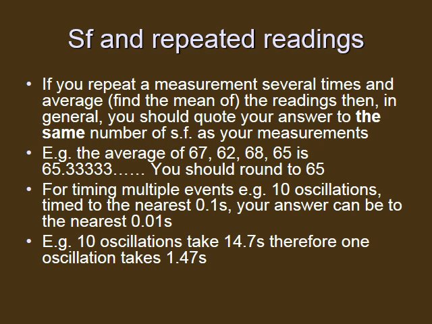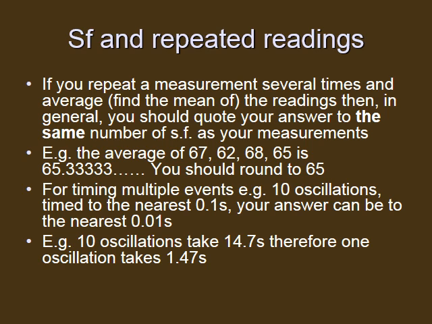Again, continuing on with significant figures and repeated readings, which is required for merit and excellence level. If you repeat a measurement several times and find the average, then the answer should have the same number of significant figures as your measurements. For example, if you have measurements of 67, 62, 68 and 65 centimeters for an average bounce height, and you take an average, I don't want to see 65.333, because the accuracy of your readings is determined by the individual readings. Because you have two significant figures in your individual readings, your average should also be in two significant figures. You should round it to 65.